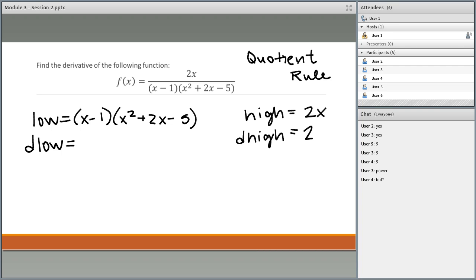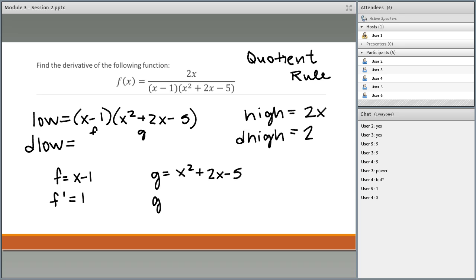D low, on the other hand, if we use the product rule, is a little bit more complex. So we have two functions multiplied together. If I call this f and that g, f is x minus 1, and g is x squared plus 2x minus 5. What about f prime? What do we get? Good, we get 1. The derivative of 1x is just 1, and the minus 1 goes to 0, so I get 1.